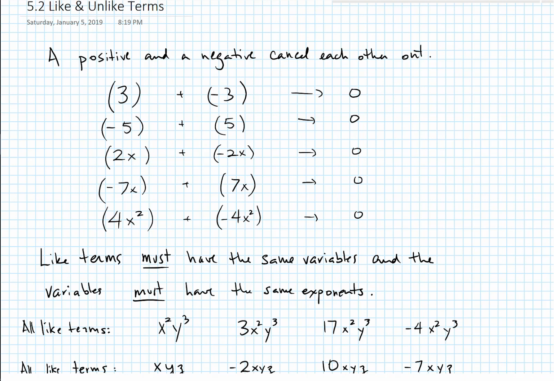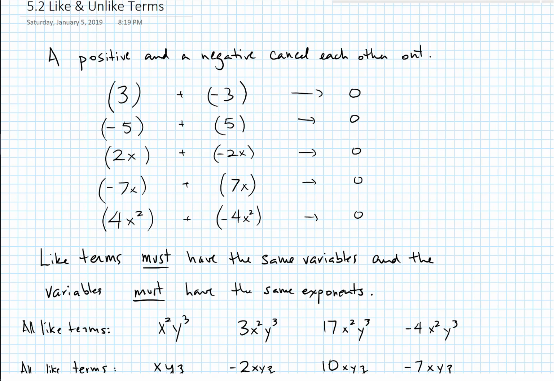Similarly, negative 5 plus 5 gives you 0. 2x and negative 2x give you 0. Negative 7x and 7x give you 0. And similarly, 4x squared and minus 4x squared give you 0. Now, what I haven't really said, but what all of these show is that when I'm talking about a positive and negative, I'm really talking about the coefficients.